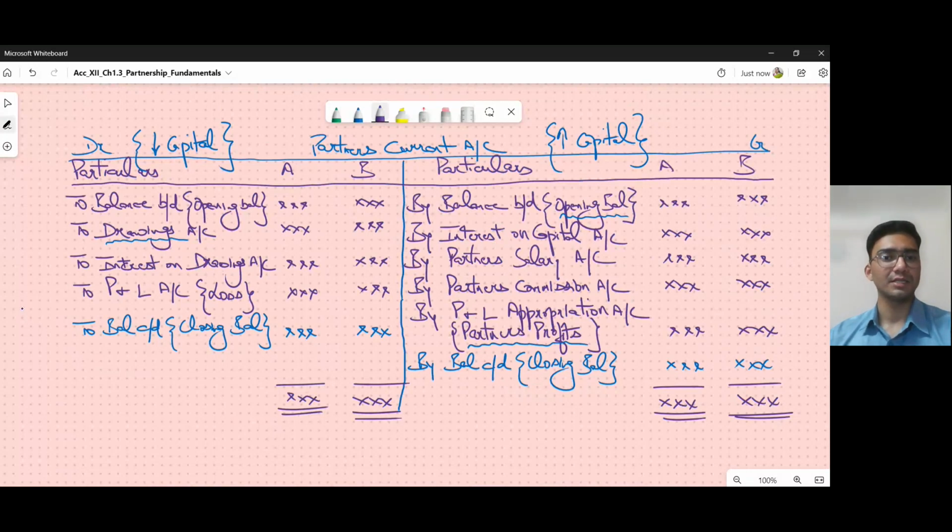And the ones which are coming on the debit side, these are reducing the partner's capital. So when this account says it is a partner's current account, it actually means this account's balance is going on changing. Okay, I'm writing it on the top. The balance is going on changing again and again.